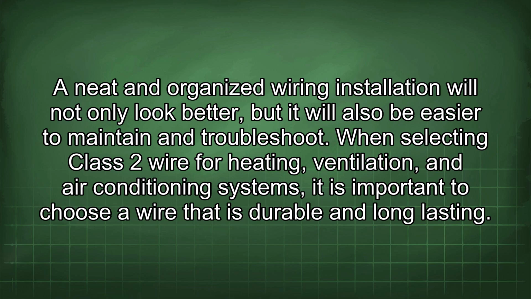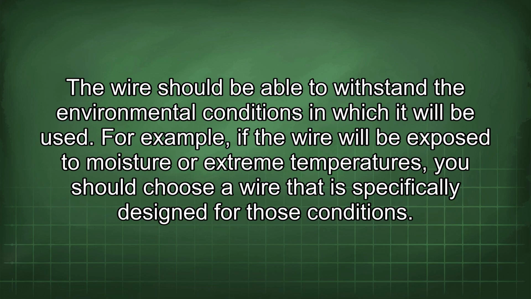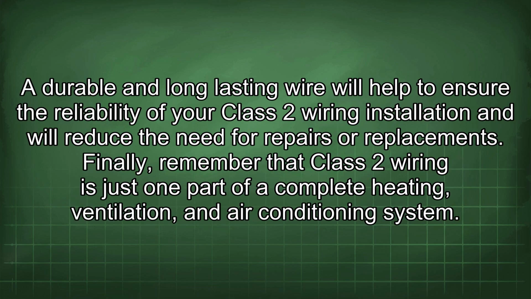When selecting Class 2 wire for heating, ventilation, and air conditioning systems, it is important to choose a wire that is durable and long-lasting. The wire should be able to withstand the environmental conditions in which it will be used. For example, if the wire will be exposed to moisture or extreme temperatures, you should choose a wire that is specifically designed for those conditions. A durable and long-lasting wire will help to ensure the reliability of your Class 2 wiring installation and will reduce the need for repairs or replacements.